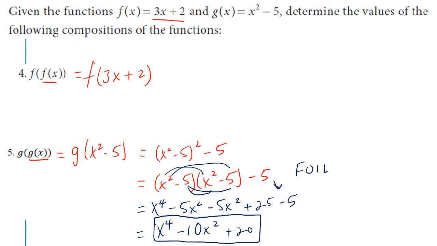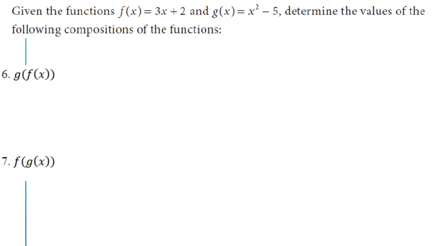Okay. 6, I'm going to let you finish it, and then I'm going to do 7. So we have g composed of f of x. My innermost is f of x. F of x equals 3x plus 2. So we have this equals g at 3x plus 2. And then you're going to finish it from there.